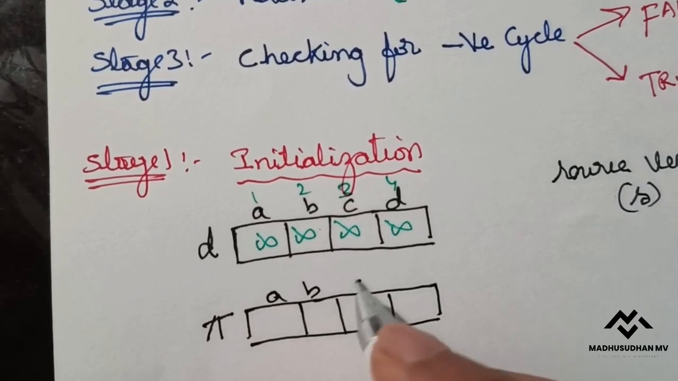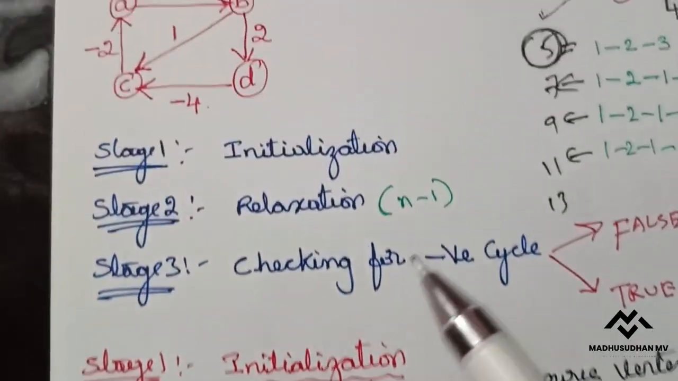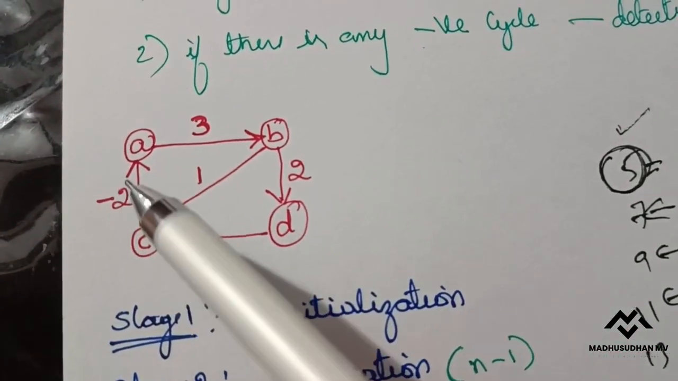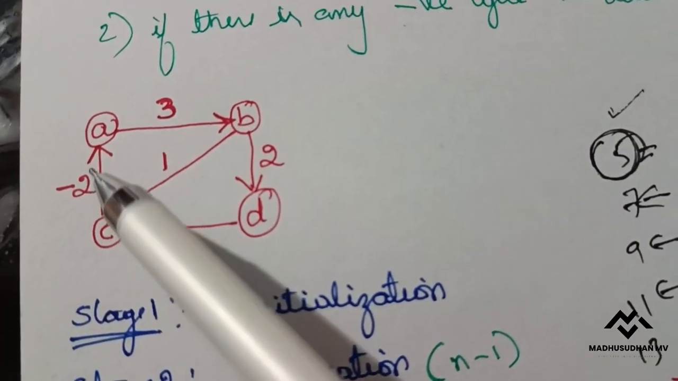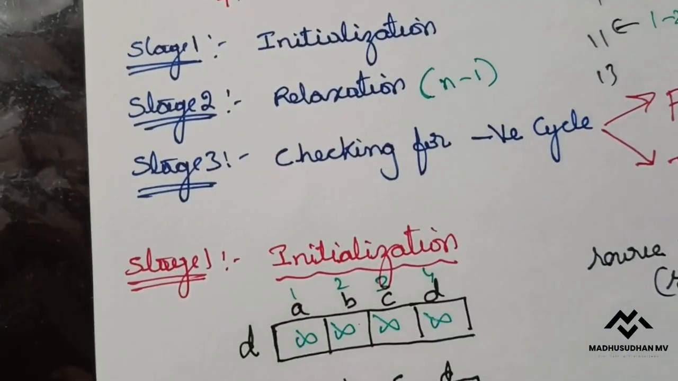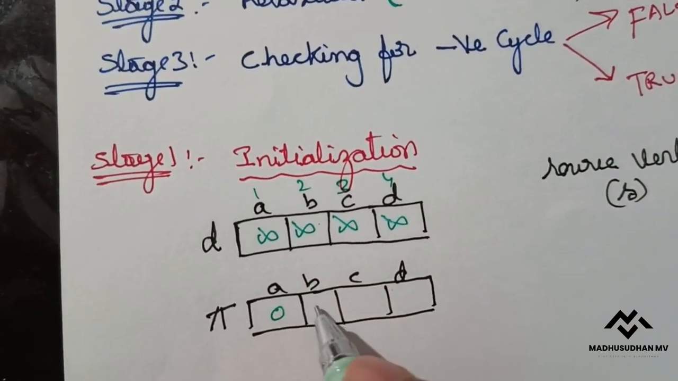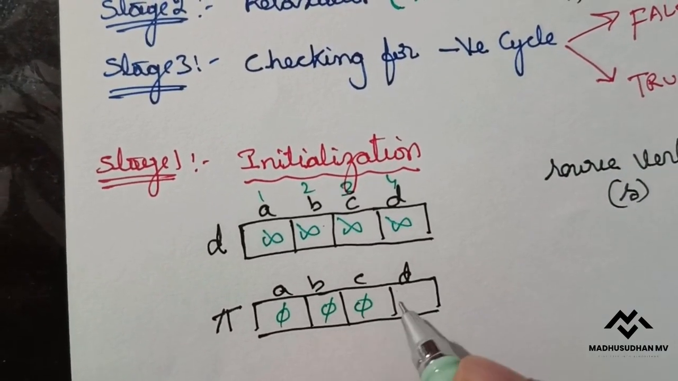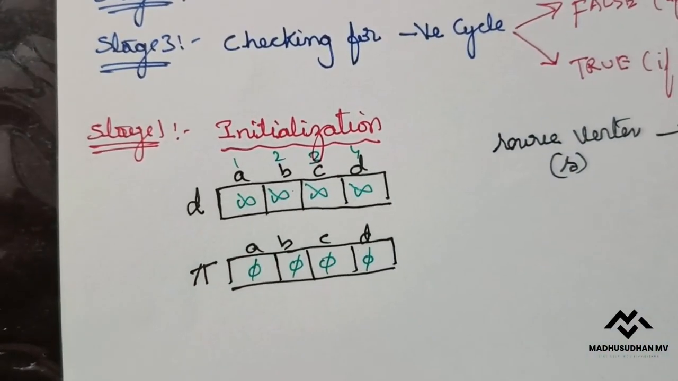Okay, A, B, C, D. So that means I am reaching A from which node? C. There is no other possibility. A I need to reach from C only. Okay, but initially what I will do? Initially I will say everything is null. This is what I will do initially.